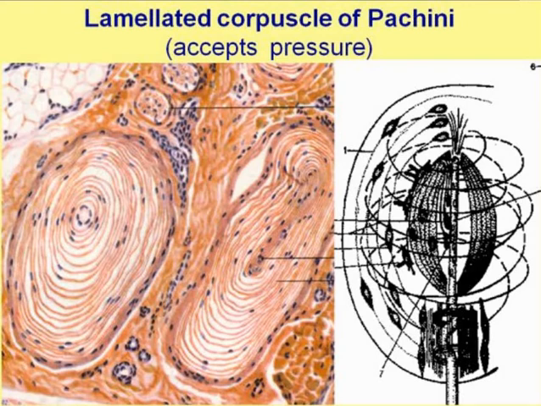Under pressure, these lamellae move, and this pressure conveys through the fluid to the special sensory glial cells. They activate it, it is excited, and this excitation is accepted by the nerve terminal, the dendrite of the sensory neuron, and conveyed to the central nervous system for analysis.